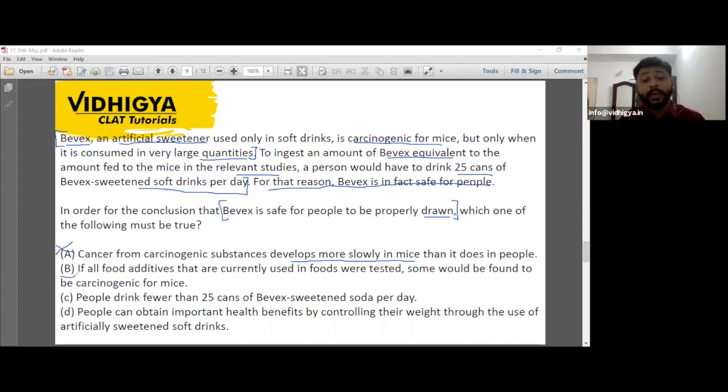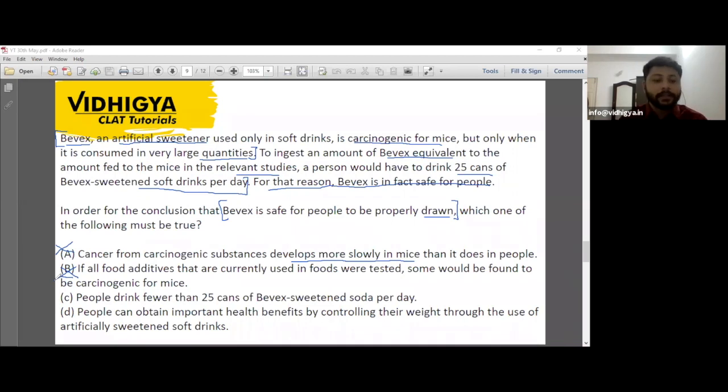B, if all food additives that are currently used in foods were tested, some would be found to be carcinogenic for mice. Now the stimulus talks about Viveks and talking about the other food additives. If they are checked, there might be some substances that will be carcinogenic for mice specifically. You might find out a number of substances in those additives as well. So it talks about not the Viveks but other food additives, which misses the scope, and that is why we cannot conclude that.